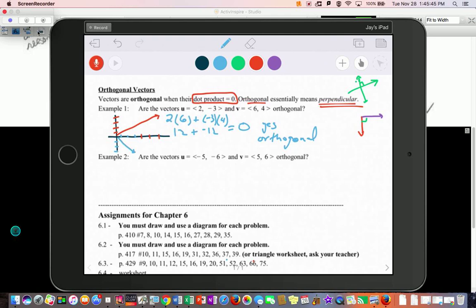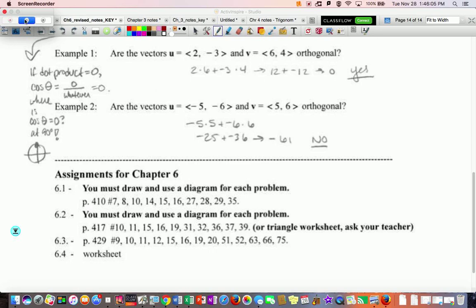So let's treat the next one as a DIY. So pause your video now. So take the negative 5 times 5, negative 6 times 6, and you get negative 25 and negative 36, which is negative 61. So no, they're not orthogonal.